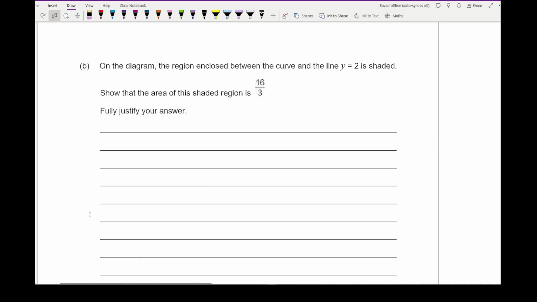Now moving on to part B, it says on the diagram the region enclosed between the curve and the line y equals 2 is shaded. Show that the area of this shaded region is 16 over 3. So for this, first of all, look at y equals x minus 4 root x plus 5. All I've done there is substitute my values of a and b from part A into the equation that was given. I can write this as y equals x minus 4x to the power of a half plus 5.